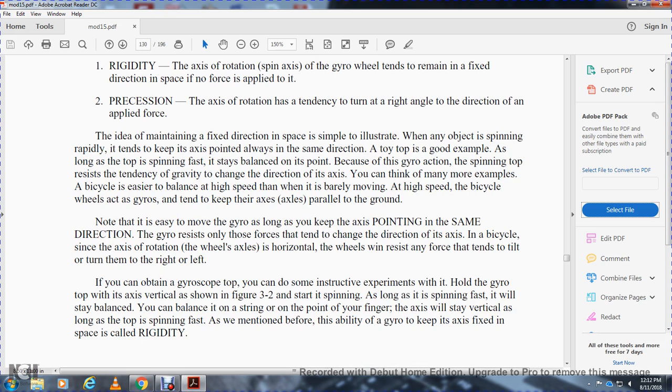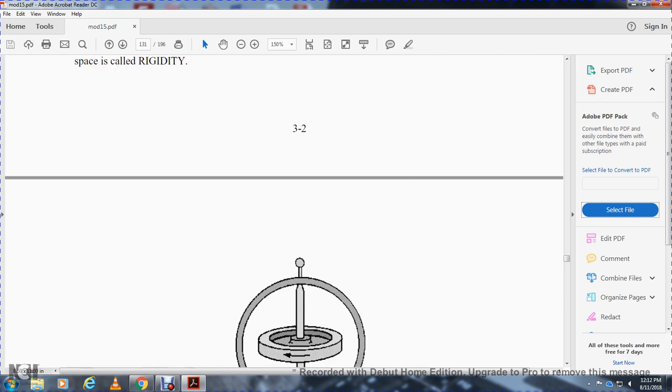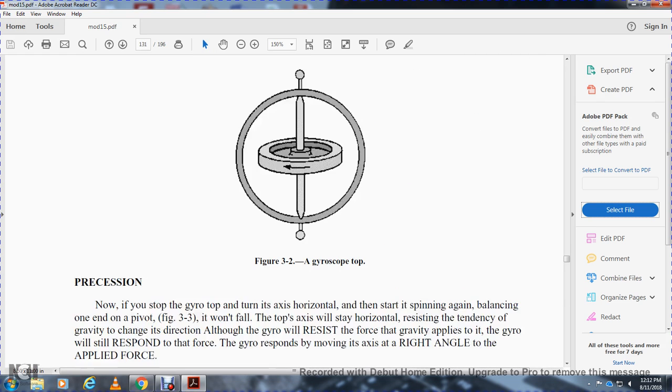In the top with the axis vertical, shown in figure 3-2, start it spinning with a long string, fast. It will stay balanced. You can even balance it on a string on its point, and the axis will stay vertical as long as the top spins fast. As mentioned before, the ability of the gyro to keep its axis fixed in space is rigidity. Alright, this is the gyroscope top.